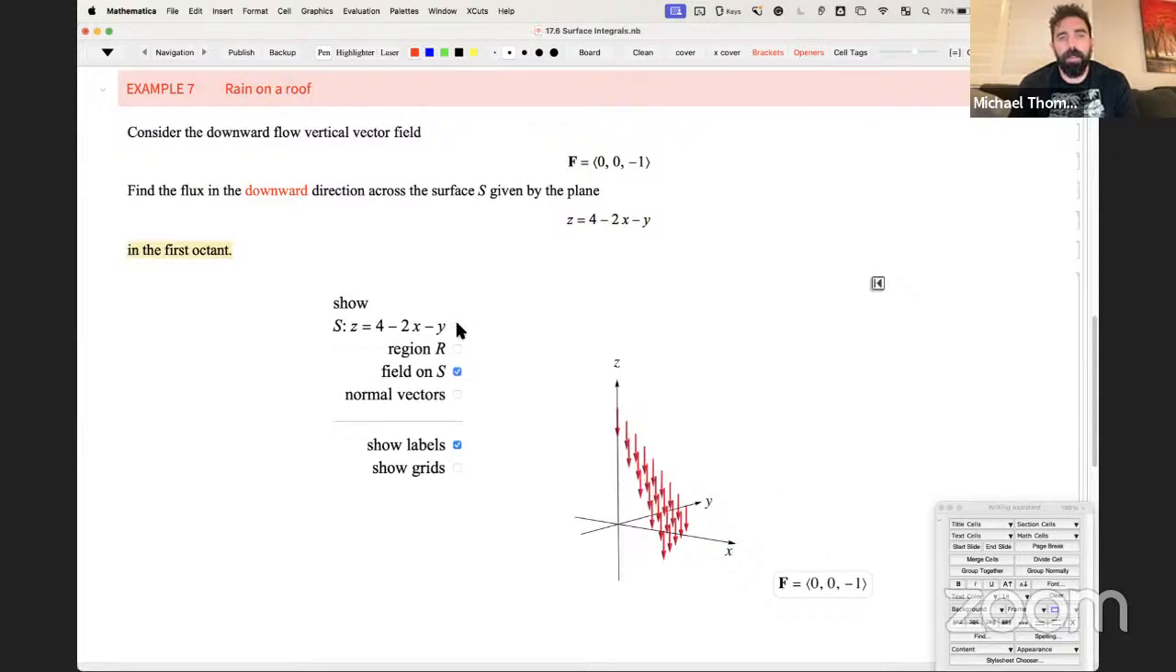There we go, that's the surface we're going to be integrating over. The question is asking us to find the flux in the downward direction. Essentially they're telling us how to orient the surface. If they tell you to find the flux in the downward direction, that means the normal direction is downward, so you don't have a choice there. They're telling you how to do it. All right, so what's going to happen here? Well, here's the idea: you've got your vector field.